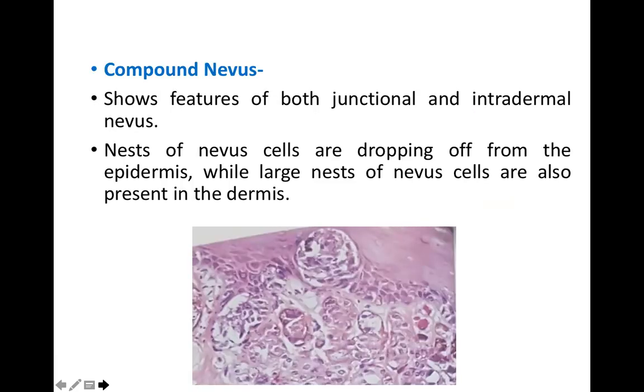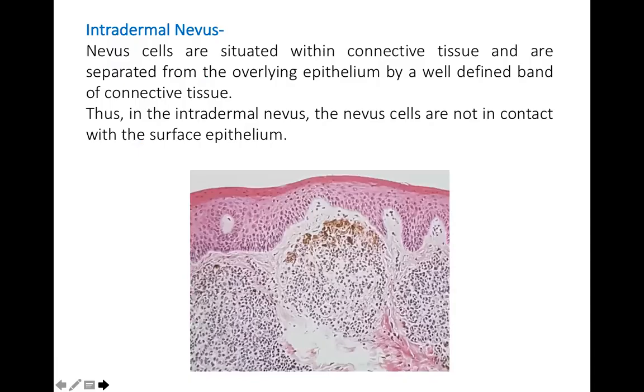So compound nevus shows features of both junctional and intradermal nevus. Nests of nevus cells are dropping off from the epidermis, while large nests of nevus cells are also present in the dermis. In intradermal nevus, the nevus cells are situated within the connective tissue and are separated from the overlying epithelium by a well-defined band of connective tissue. You can see it over here. Thus, in the junctional nevus, the nevus cells are in contact with the surface epithelium.